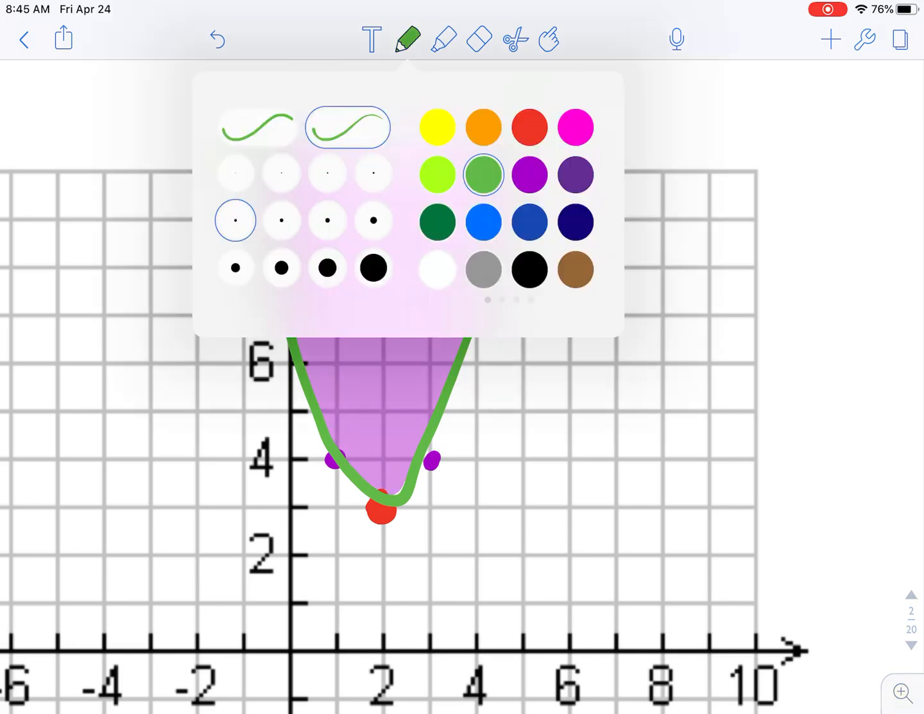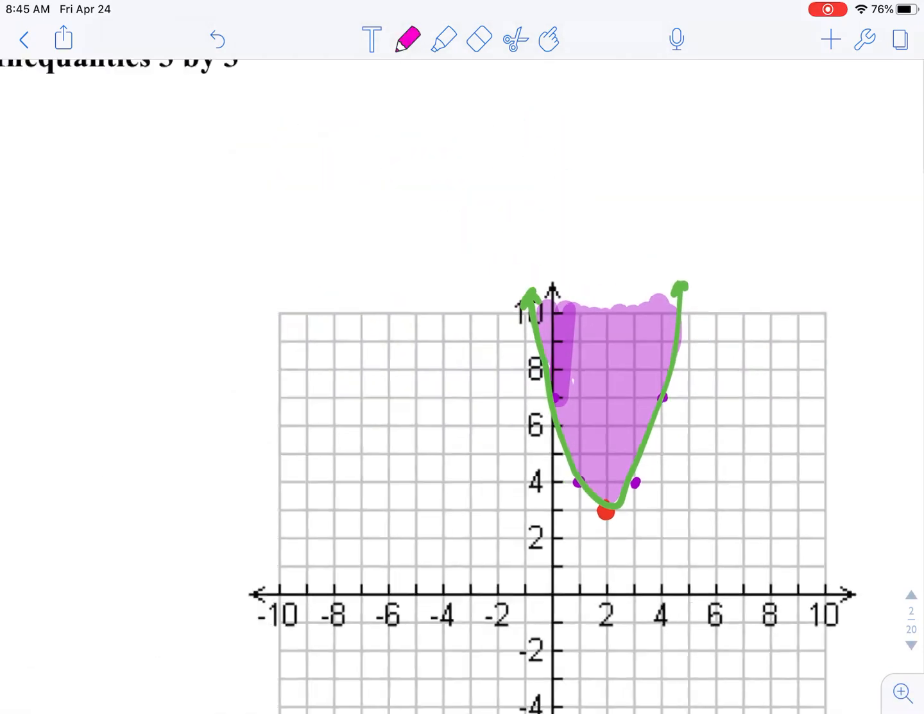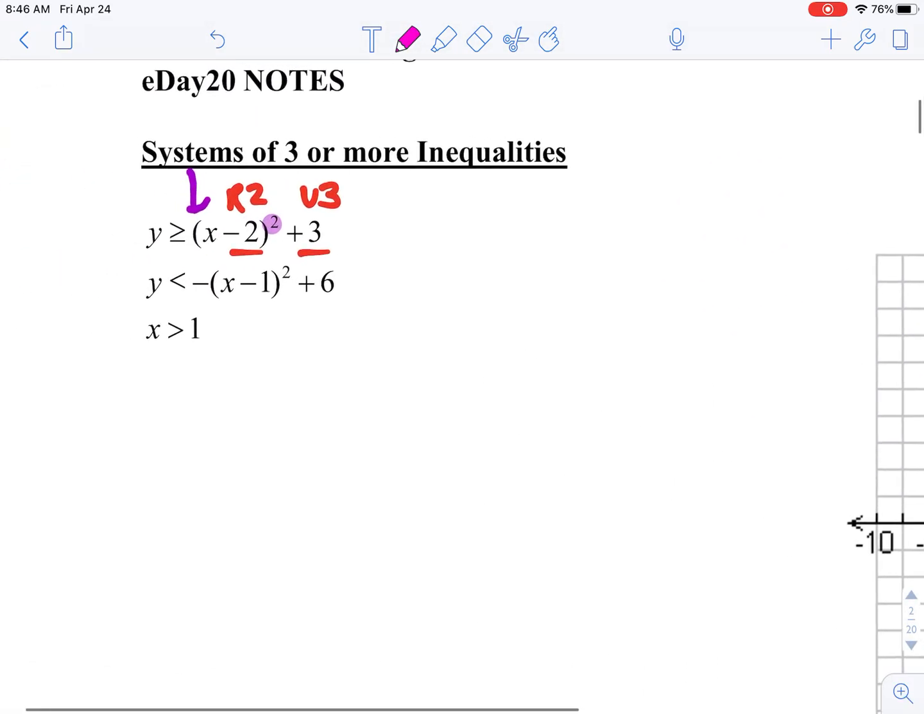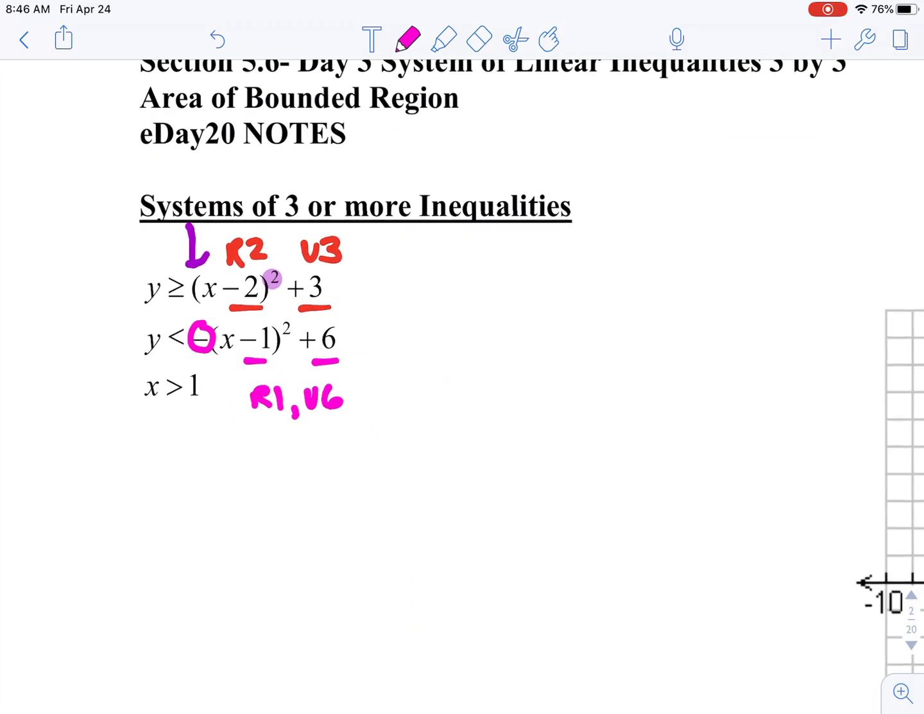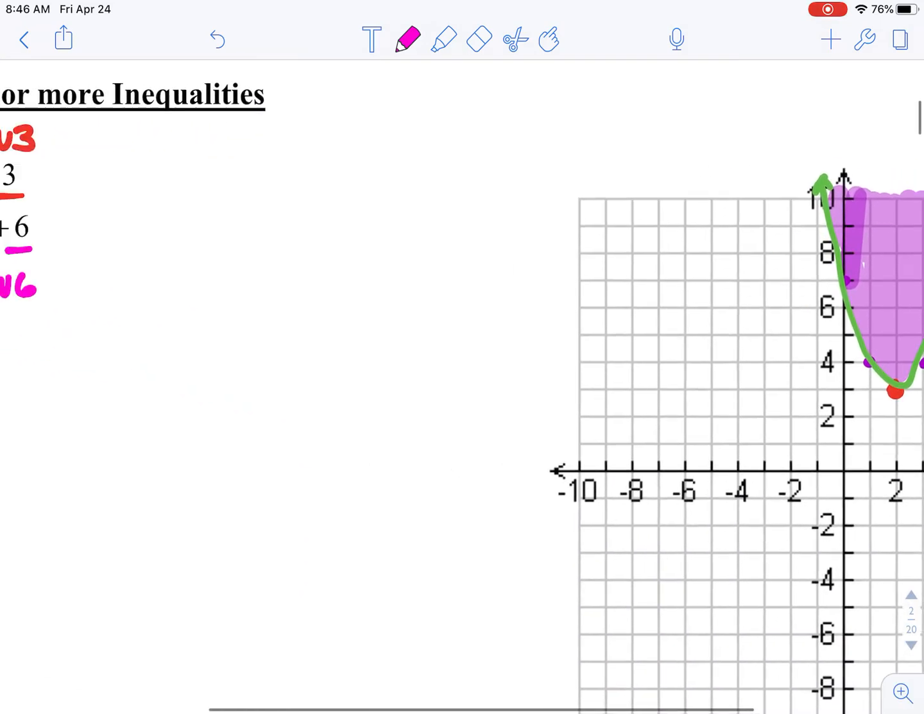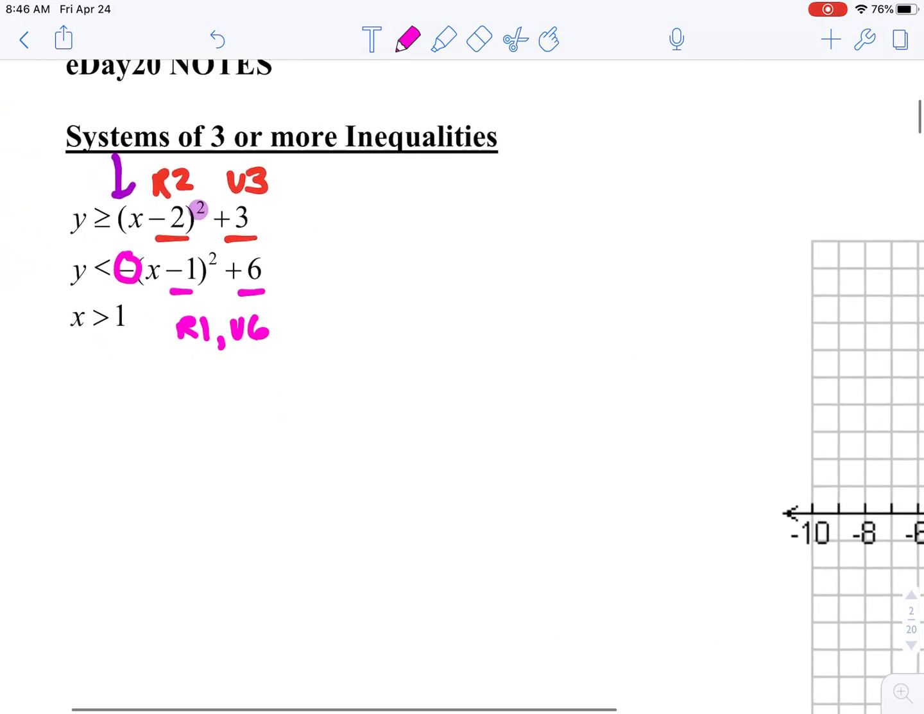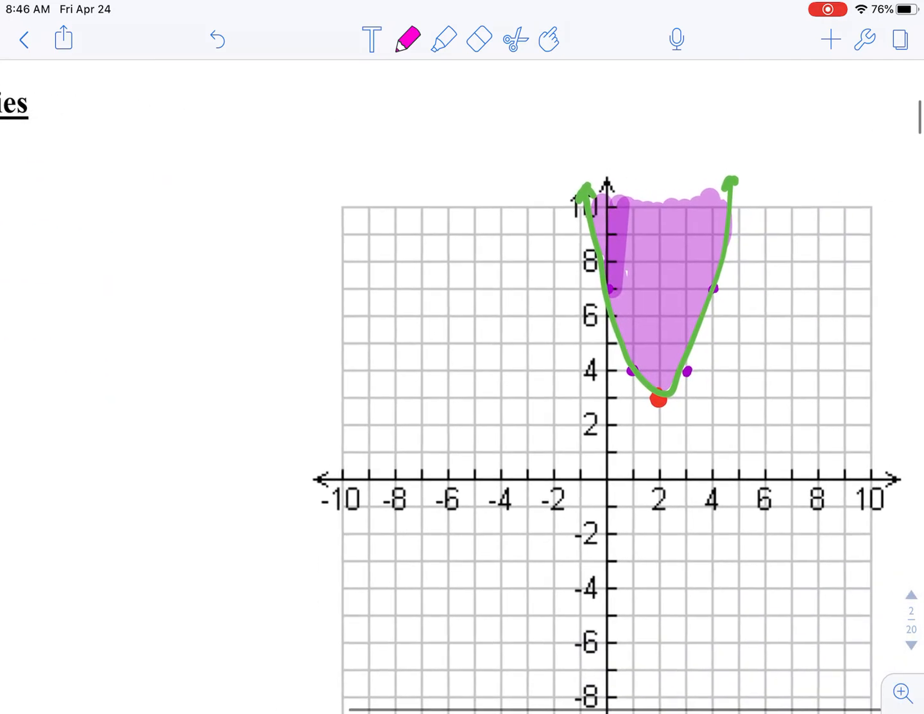Let's graph our next one. This next one is also a parabola because it has this quantity squared. It has a vertex at right 1, up 6. And that negative sign means it's going to be opening down, and we get to follow our pattern. So right 1 and up 6, and we are going to follow our pattern.